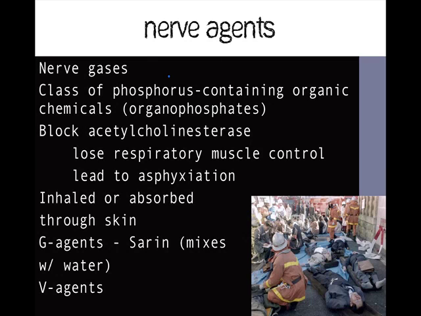Some nerve agents are a class of phosphorus-containing organic chemicals, organophosphates. These block acetylcholinesterase, so you lose respiratory muscle control, and that subsequently leads to asphyxiation. It could be inhaled or absorbed through the skin. The G agents are named after German scientists, and one of them is sarin, which produces sarin gas when it mixes with water. Then there are also V agents. It causes the victim to asphyxiate and become comatose, and they suffocate. This was the case in the train attacks that happened in Japan.